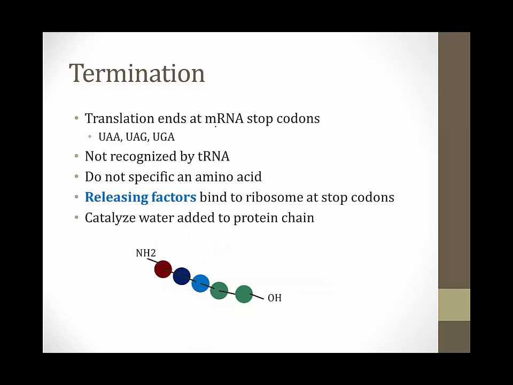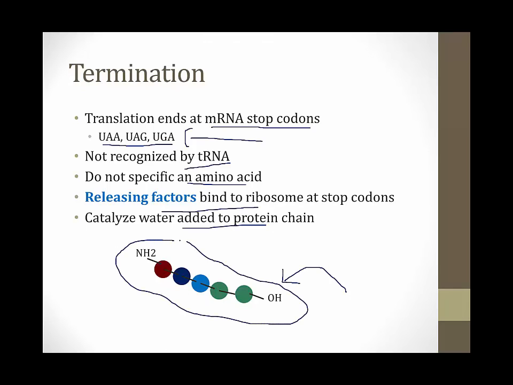Translation terminates when an mRNA stop codon is encountered. There are 3 stop codons, UAA, UAG, and UGA. These codons in mRNA are not recognized by any tRNA molecule. In other words, there is no tRNA molecule with an anticodon to these 3 codons in mRNA. They do not specify an amino acid. When a stop codon is encountered, releasing factors will bind the ribosome at the stop codon. This will catalyze the addition of water to the protein chain, and that will create an OH group at this end of the molecule, and we now have synthesized a protein chain.